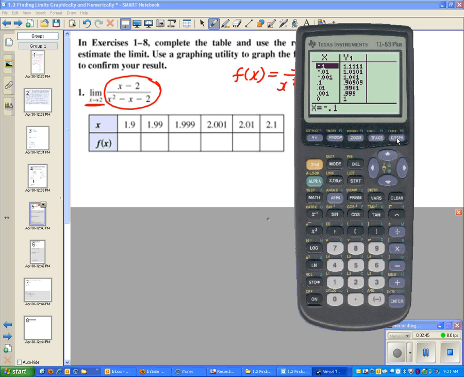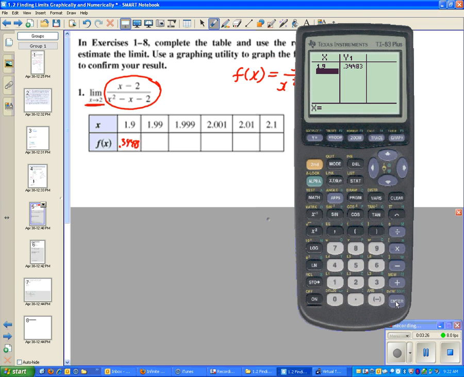And I'm just going to delete out these old values. So get your table looking something like that. However it looks on your calculator, it looks something like that. Following me so far? All right, so first x value we want is 1.9. So type in 1.9 and hit enter. So at 1.9, we get 0.34483. So we fill that in the table.